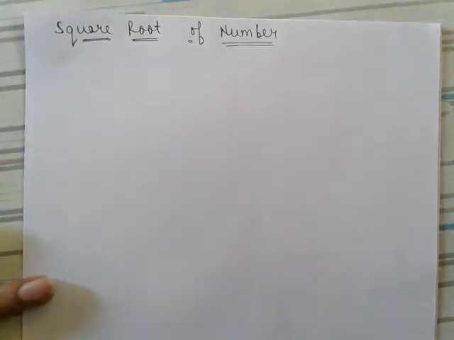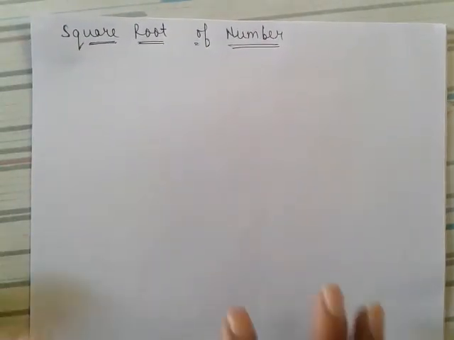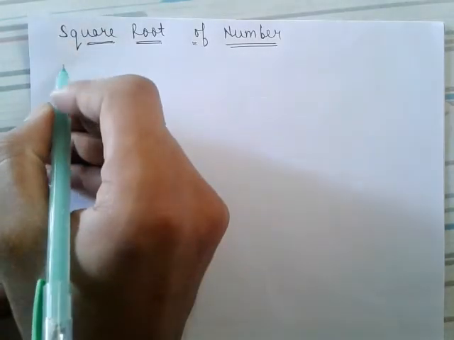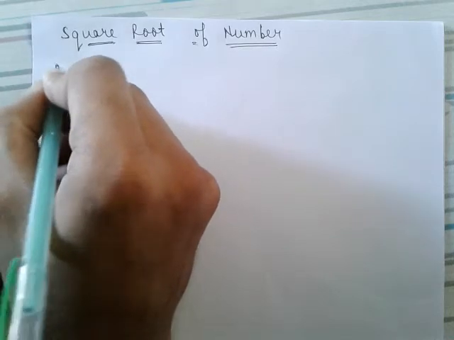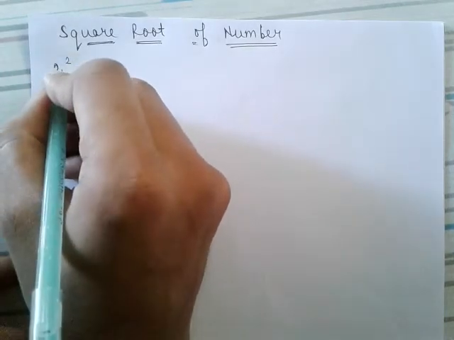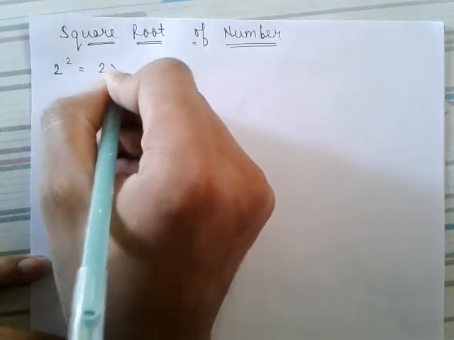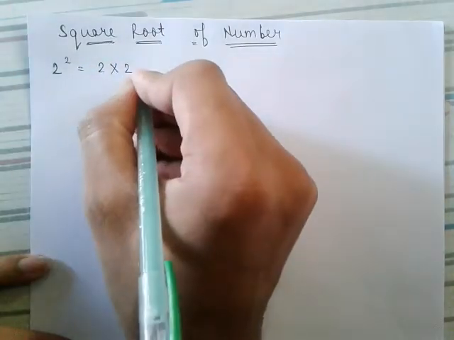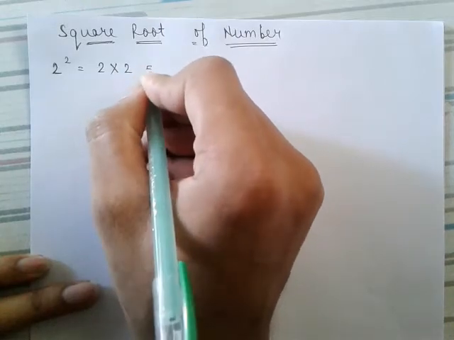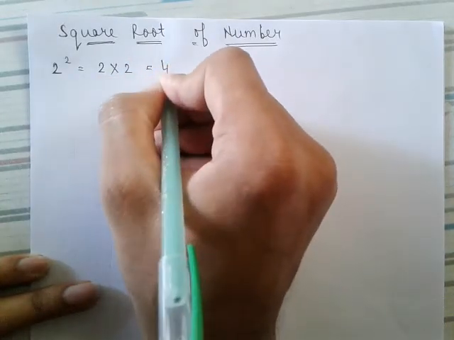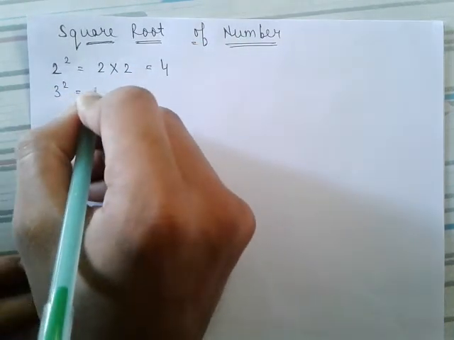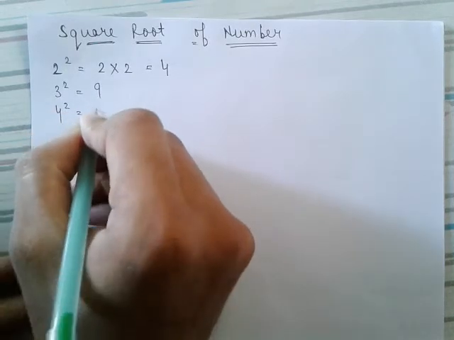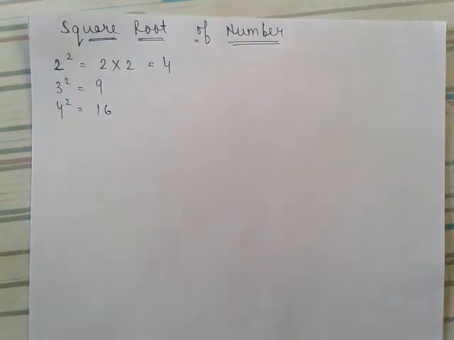What is the square root of a number and how can we find it? Before understanding what a square root is, first let's look at the square of a number. If I write 2 square, that means you are multiplying 2 by 2. That is the meaning of square. So 2 square is equal to 4, and similarly 3 square is equal to 9, and 4 square equals 16. This is what we are writing in the form of numbers.